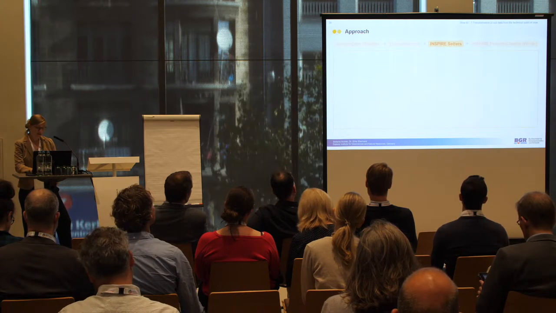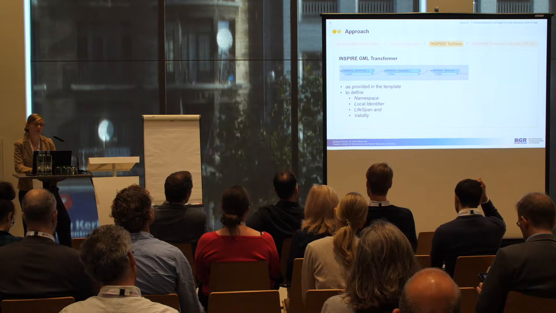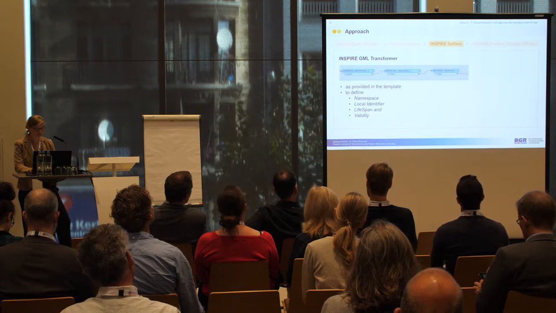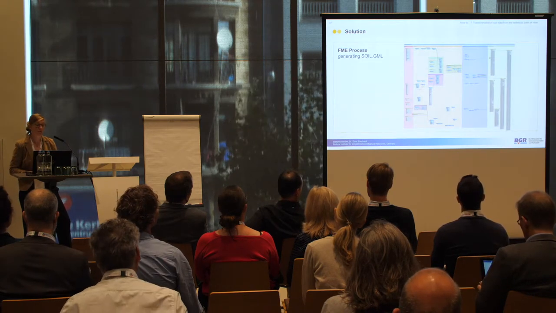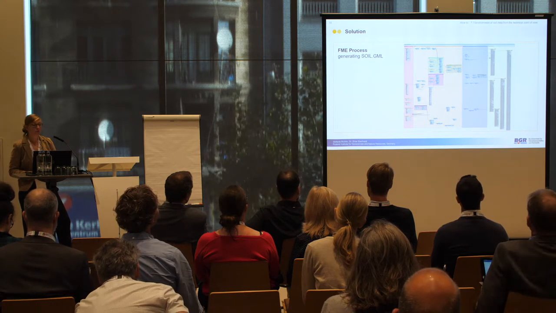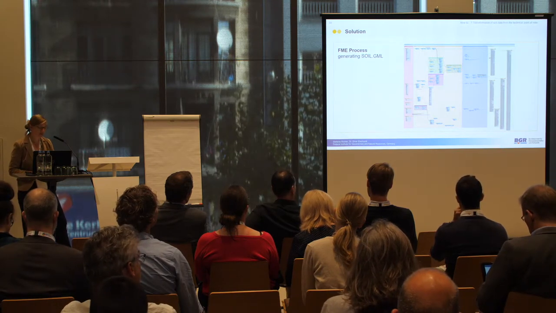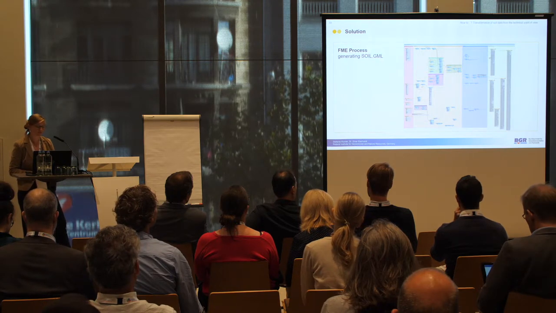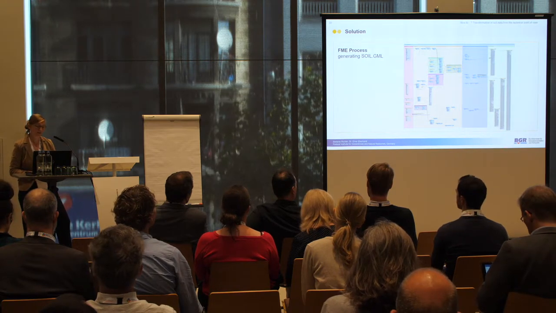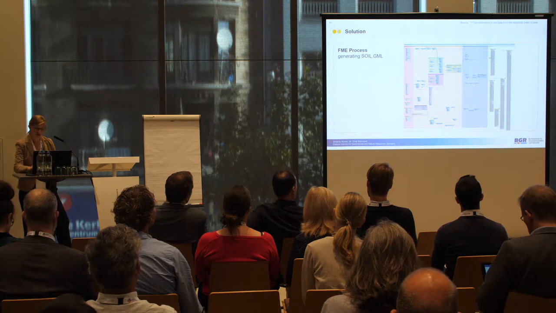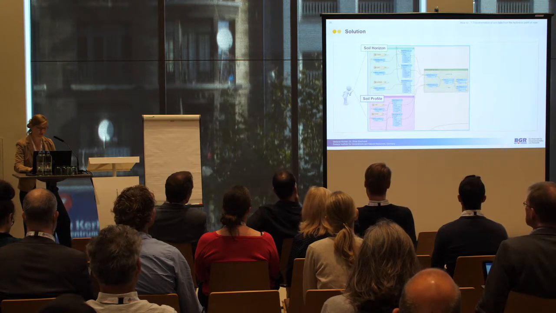Next part, INSPIRE setters. With the provided INSPIRE GML transformers, general information like namespace, local identifier, lifespan, and validity is added. And so, luckily, we developed this FME process that generates our soil GML. At the moment, we transform the spatial data set and, of the big BIC 205 soil parameters, those with the just mentioned restrictions. The size of the soil GML is 125 megabytes and it took about 25 minutes of processing. When zooming in, we can see the process parts for soil horizon and soil profile.